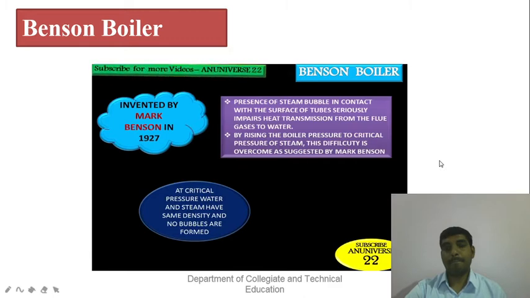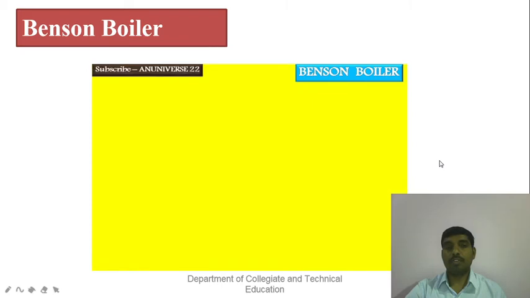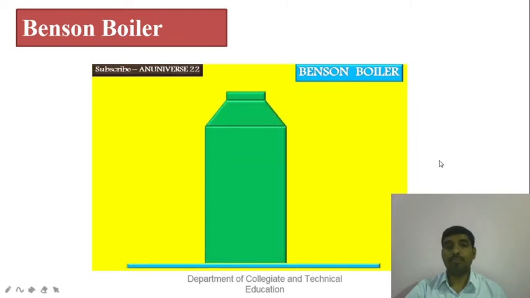Now we discuss the main components of the Benson boiler and the principle on which it works. The combustion chamber is used in the Benson boiler, and firstly I discuss the main principle. The Benson boiler is a water tube boiler and it works on the basic principle of the critical pressure of water. The critical pressure is the pressure at which the liquid and gas phases are at equilibrium.